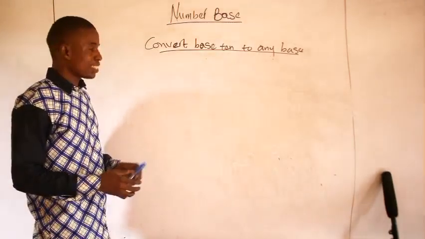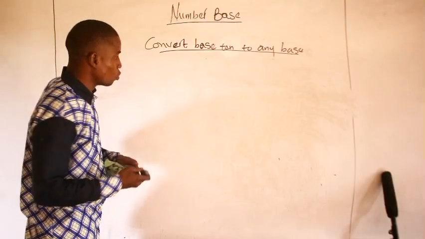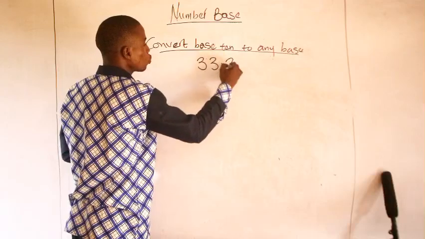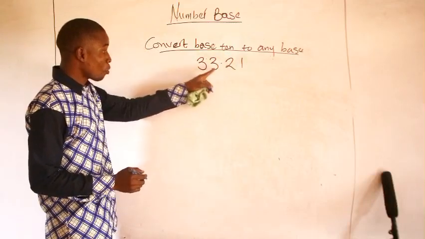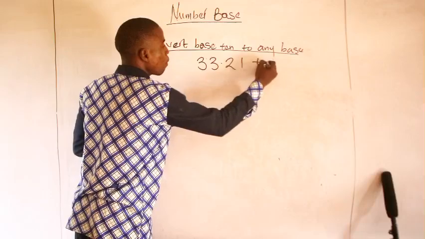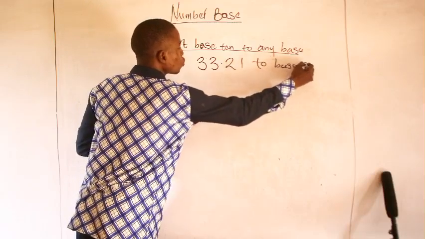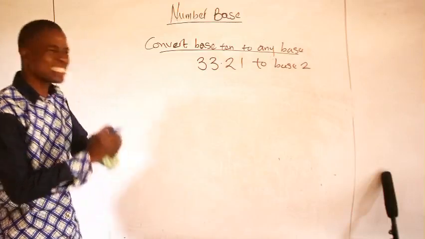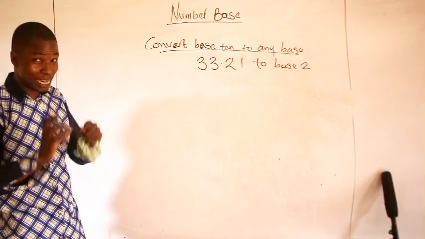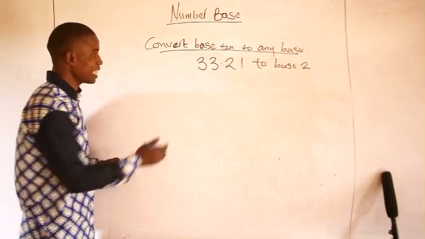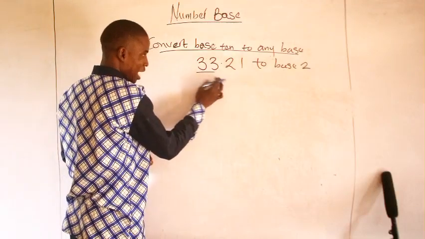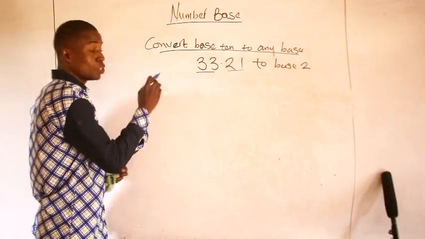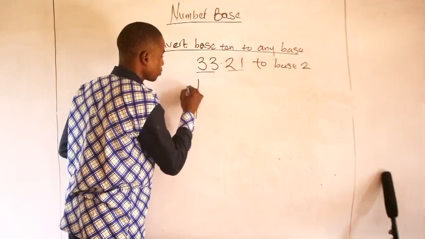See, we are looking at decimal conversion, like 33.21 to base 2. How can we convert this one to base 2? Very simple as ABC. First of all, when you are converting, how many parts are there? Part 1 and part 2. Let us deal with part 1.